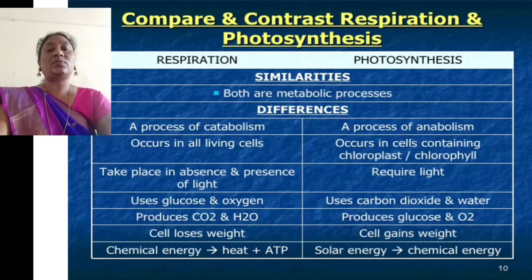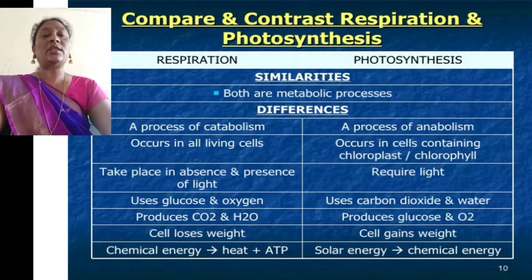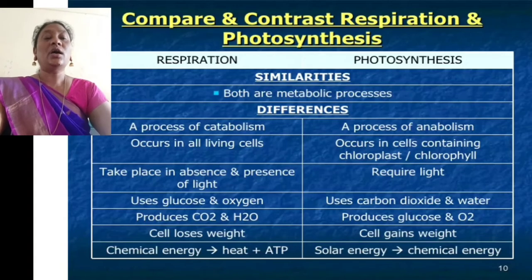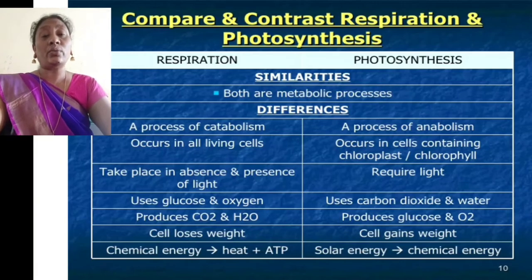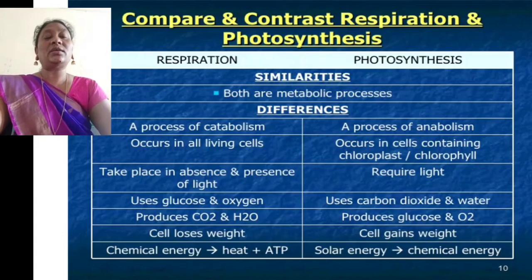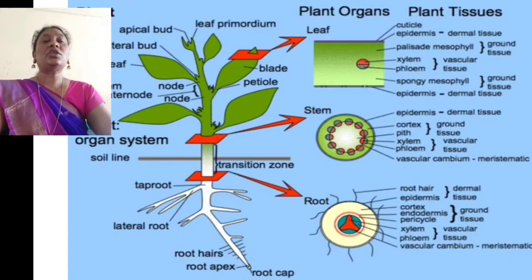So what are the products? Respiration produces carbon dioxide and water, and photosynthesis produces glucose and oxygen. In respiration, the cells lose weight. In photosynthesis, the cells gain weight because it is an anabolic process. Chemical energy is released in the form of heat and ATP in respiration. In photosynthesis, the solar energy is converted into chemical energy. So these are the differences.